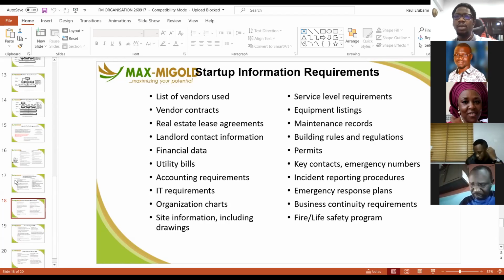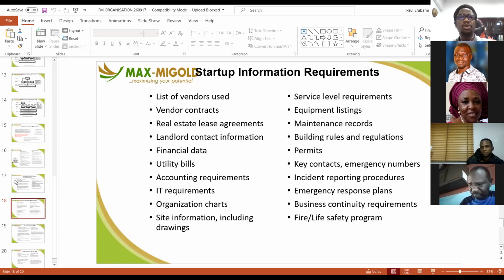Utility bills, you cannot just take a utility bill, go and pay it and file the bill away. No, you must have a logging system that itemizes and records how many kilowatts, how much you paid, and what period, so you can create a trending of your utility systems. And then accounting requirements: how funds are spent, how budgets are accounted for, and so on and so forth.